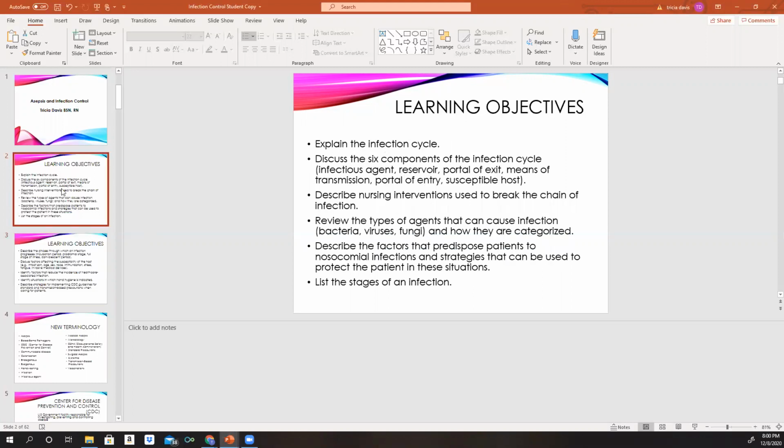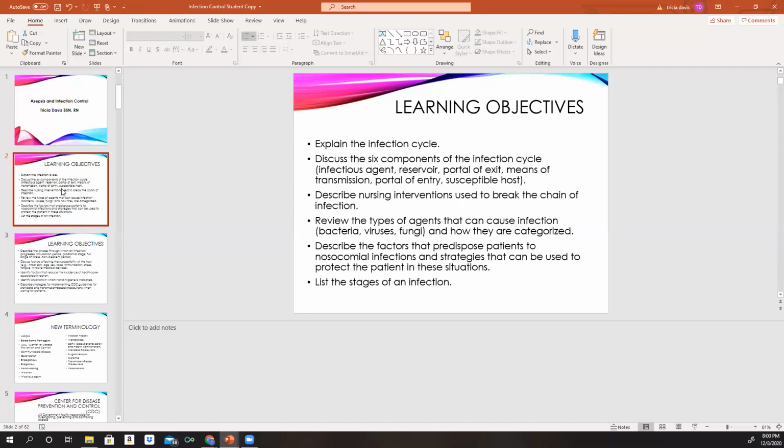So what are our learning objectives for asepsis and infection control? By the end of this PowerPoint, we will be able to explain the infection cycle. We are going to discuss the 6 components of the infection cycle, which is the infectious agent, the reservoir, the portal of exit, the means of transmission, the portal of entry, and then the susceptible host. We're going to describe nursing interventions that can be used to break the chain of infection. We're going to review the types of agents that cause infection, so bacteria, viruses, and fungi, and then we're going to determine how they're categorized.